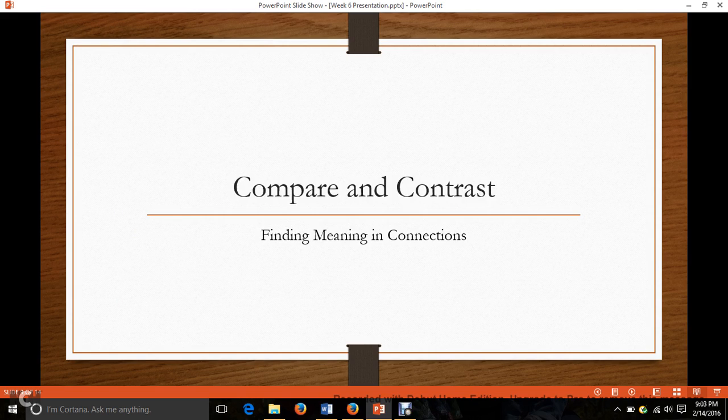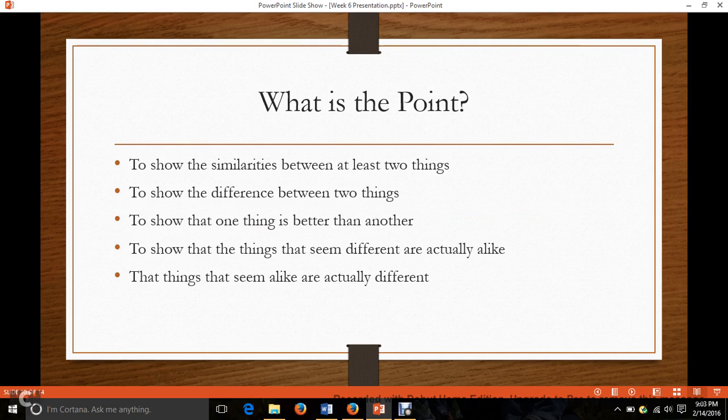So let's talk about compare and contrast. We know what a clear thesis statement is. Now, for the purpose of this essay, we're going to compare and contrast stories, so it's good to know what that would be. So what's the point? The point of comparing and contrasting is to show that there are similarities and differences between the two, to show that one thing is better than the other, possibly.